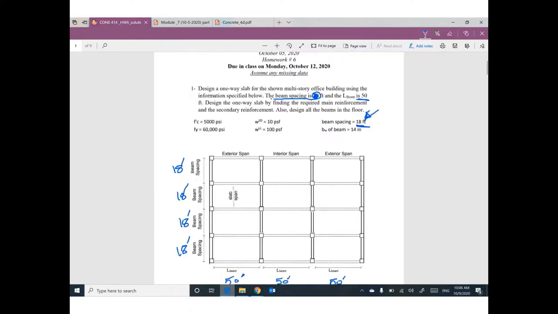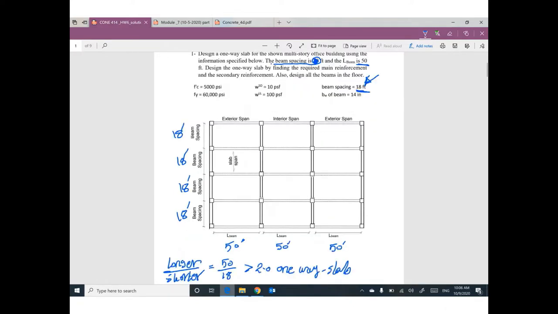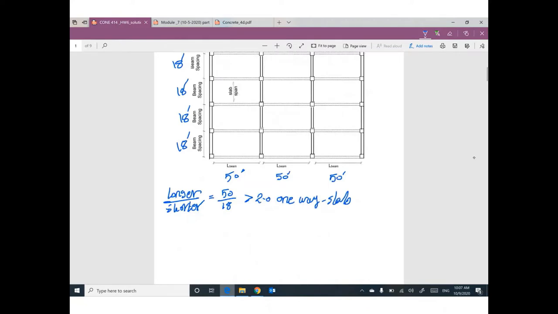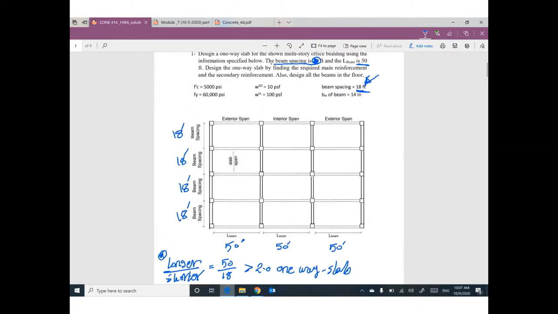Do you think the thickness is given? No. So we need to figure out what the thickness is. Guys, I'm looking for what is the thickness here for this panel.